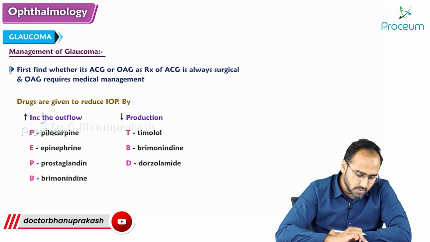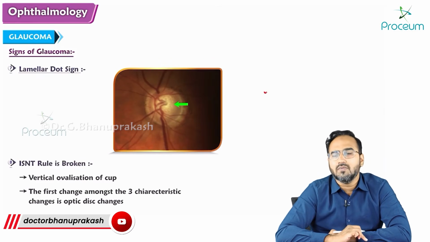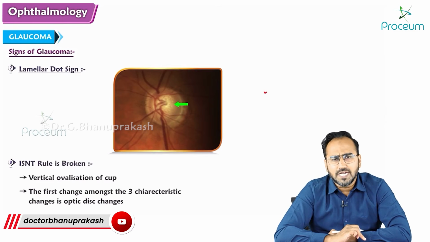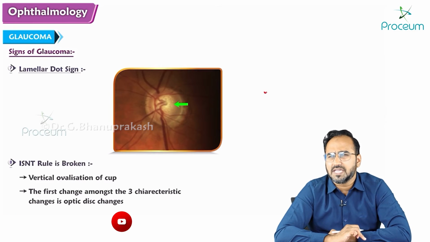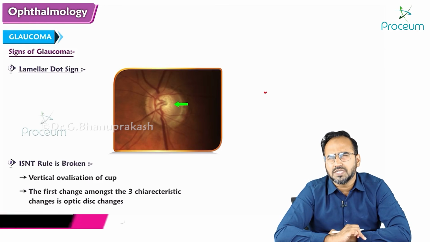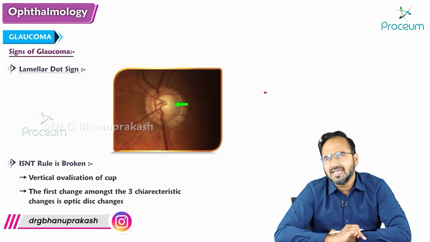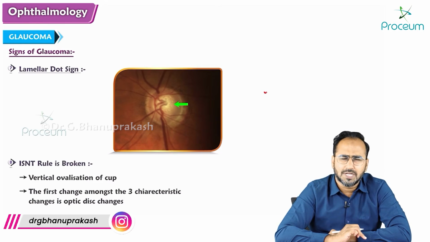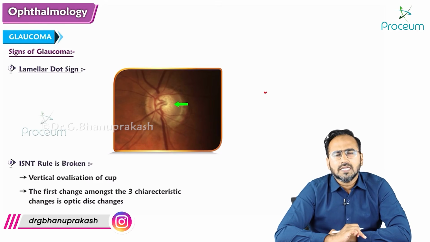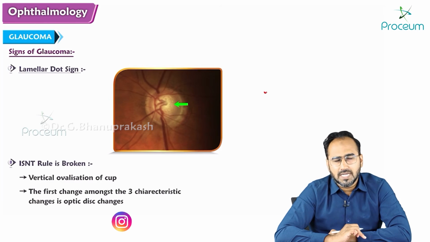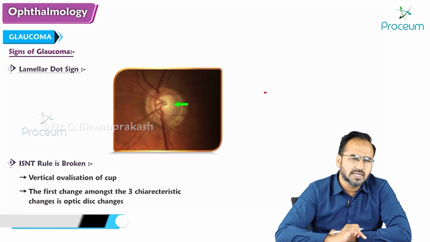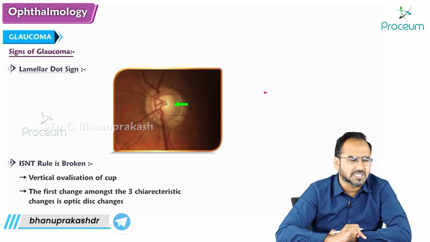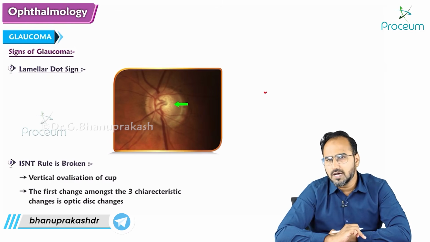So guys, how will you manage glaucoma? First, we need to investigate. What are the investigations done for glaucoma? Glaucoma means raised intraocular pressure, so we check the intraocular pressure by tonometry. Second, visual field defects, which are picked up by perimetry. Third, optic disc changes, which are picked up by direct ophthalmoscopy. These are the three best investigations done for glaucoma.